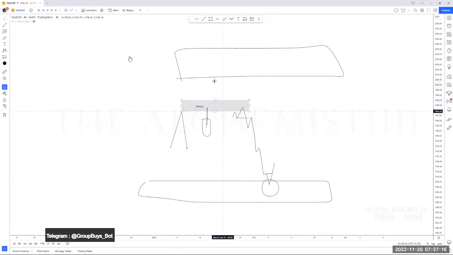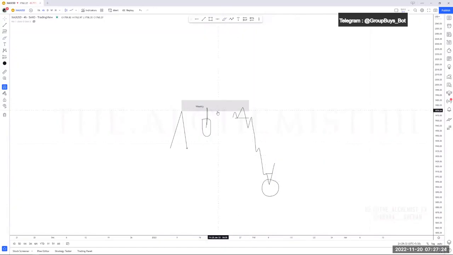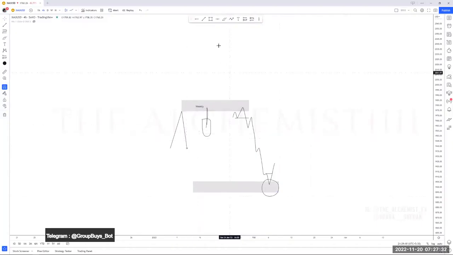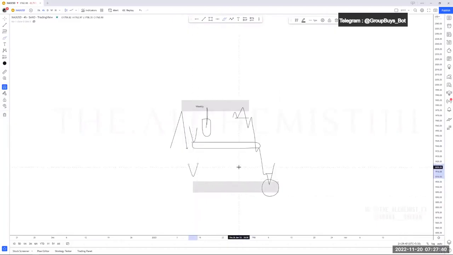So remember, once you identify the storyline, the next thing you should do is, one time frame lower, identify your obstacles. Let's say your weekly zone is here, the next weekly zone is here. You're not bothered about the 4-hour. You're not bothered about the 1 hour. You're only bothered about the daily. So you will be monitoring the daily right here for reaction.